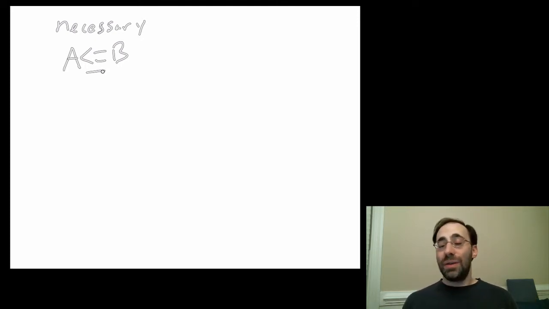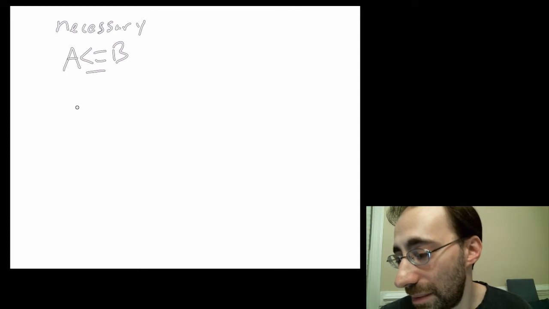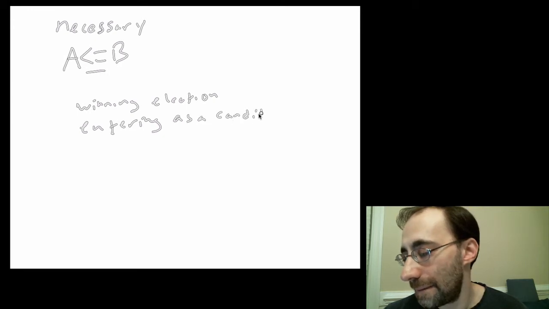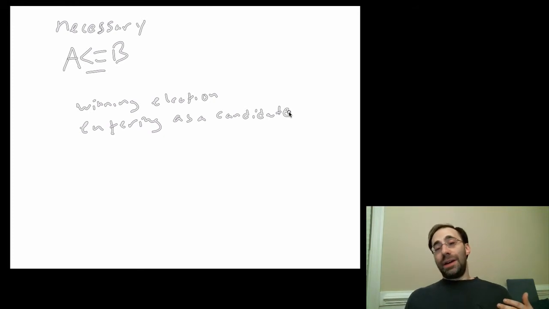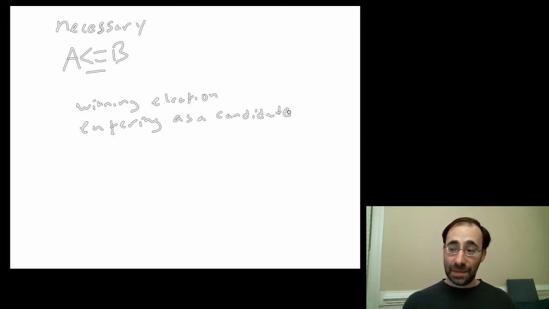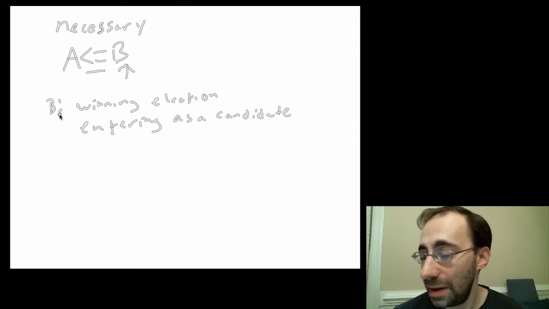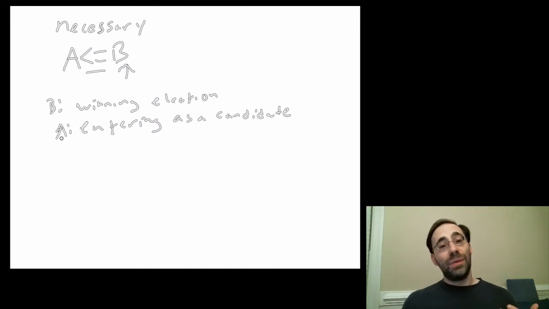What's a concrete example for this? Well, let's say we have two events here. We have winning an election, and we have entering as a candidate. It is necessary to have entered as a candidate to win the election. So if B is winning the election, and A is entering as a candidate, then B implies A. Winning the election implies that you entered earlier as a candidate.